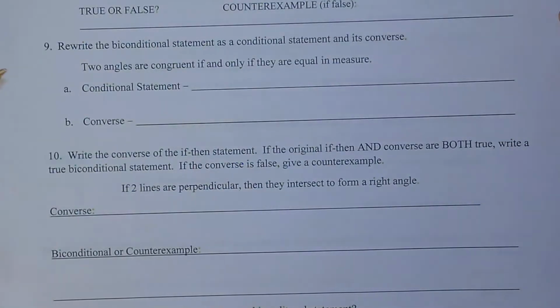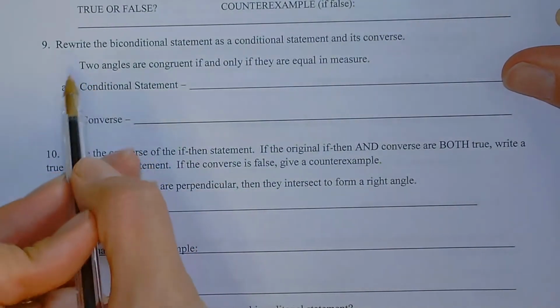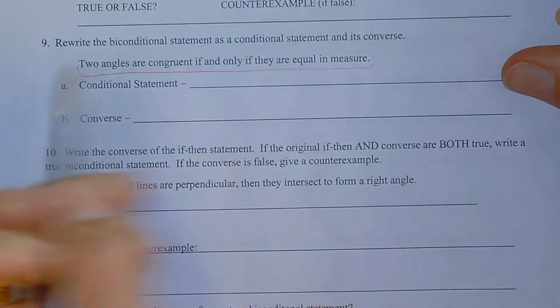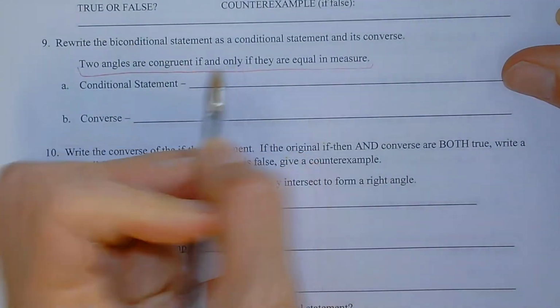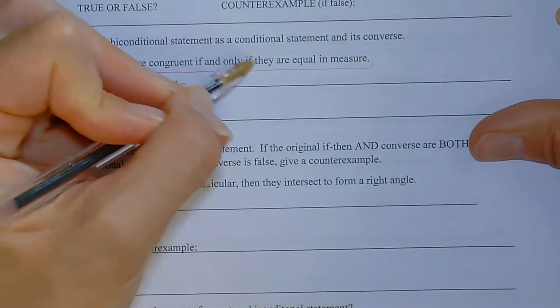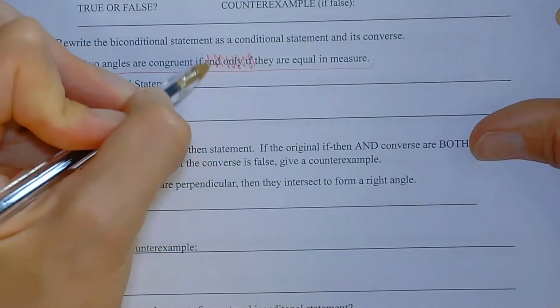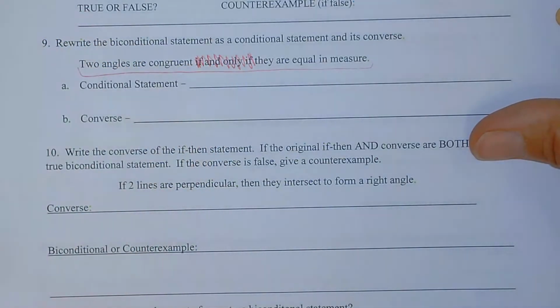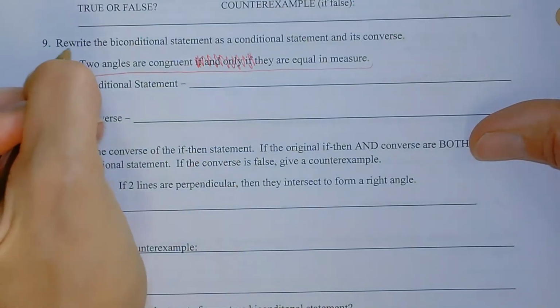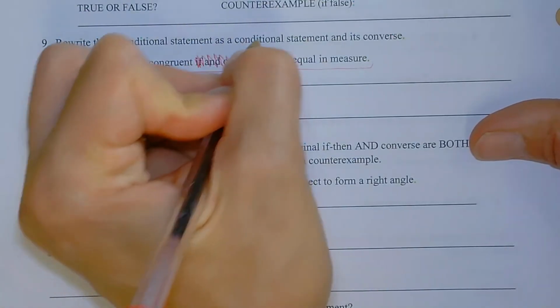So on the back side of your notes, we are going to rewrite a biconditional statement as a conditional statement and its converse. So here is a biconditional. And the reason I know it's a biconditional are these words, if and only if. So we are going to take out the words if and only if to get it out of biconditional form, and we're going to go back and add the words if and then.